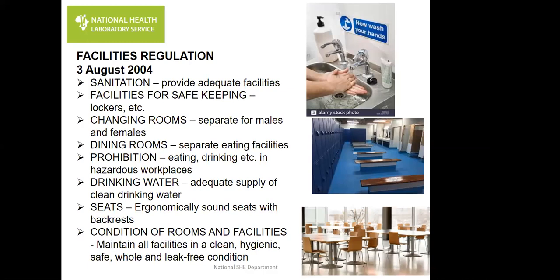Drinking water, there must be an adequate supply of clean drinking water for all staff. Seats, ergonomically sound seats with backrests, and condition of rooms and facilities. This is also required that every workplace must be maintained in a clean, hygienic, safe, whole, and leak-free condition. So when you're doing your internal inspections, when you're doing external or internal audits, these will look at conditions of rooms and facilities, and then the non-conformances need to be attended to. And in this way, you'll prevent getting contravention notices when the Department of Labor inspectors come in.